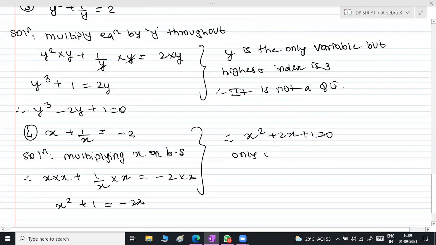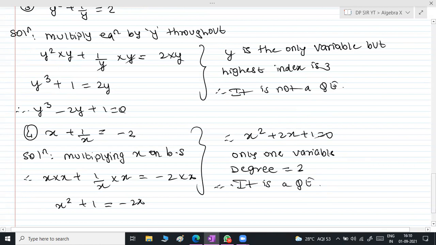There is only one variable, okay, and the degree is also true. Yeah, the highest index is also true, therefore it is a quadratic equation.